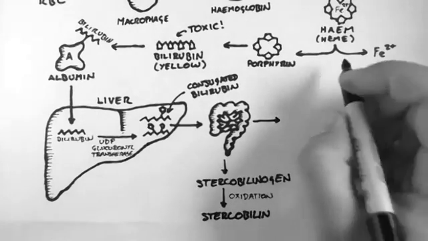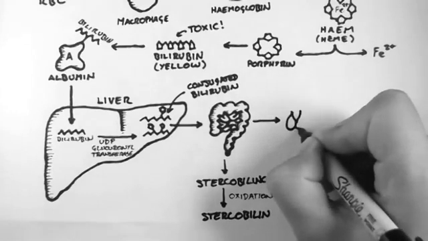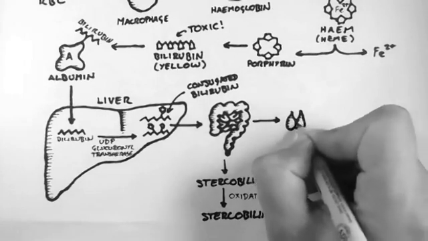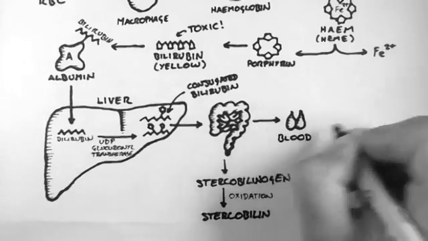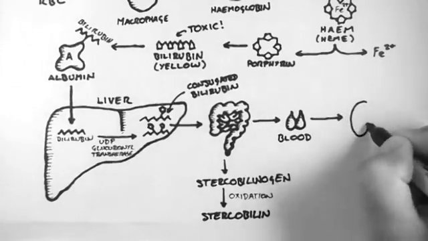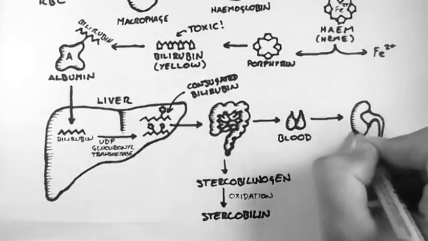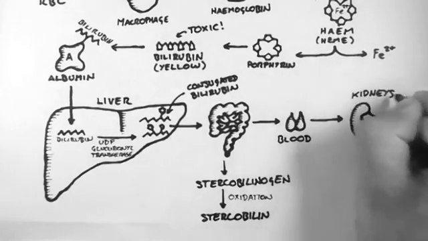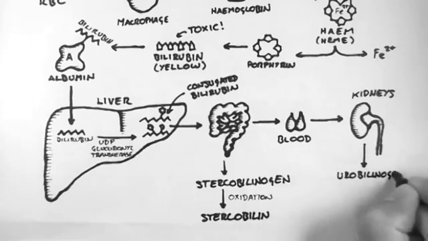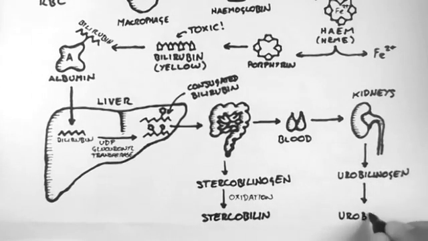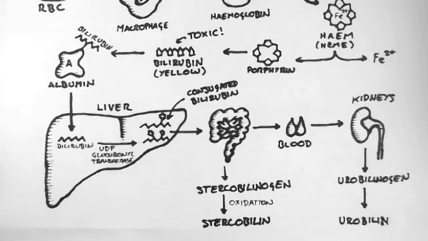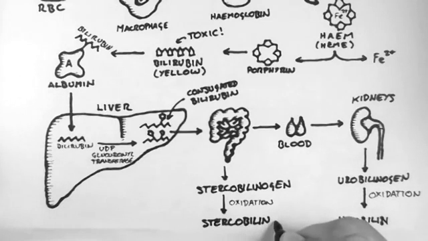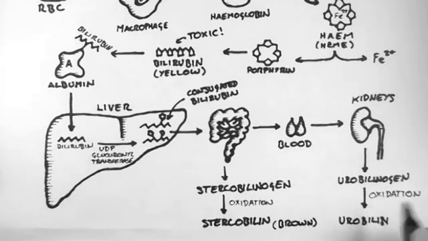However, not all stercobilinogen gets excreted. A closely related form, called urobilinogen, gets absorbed back into the blood, which in turn is filtered by the kidneys. Urobilinogen can be converted to urobilin via oxidation, and these get excreted in the urine. The urobilin is the molecule which gives urine its yellow color.